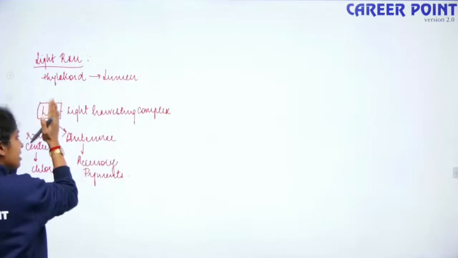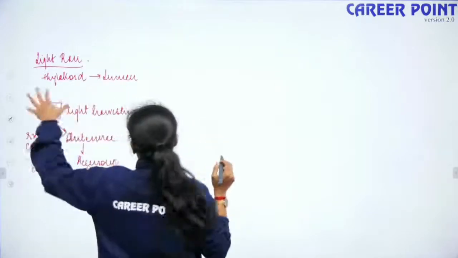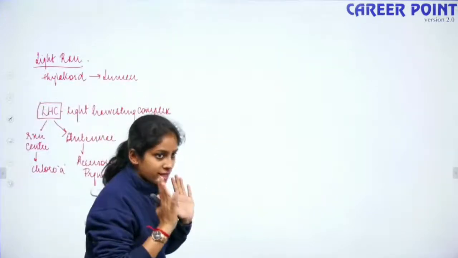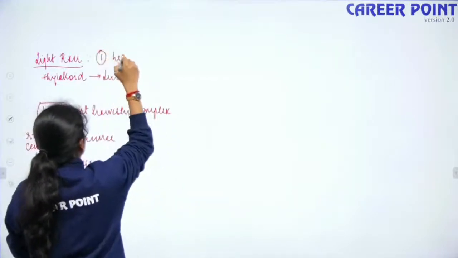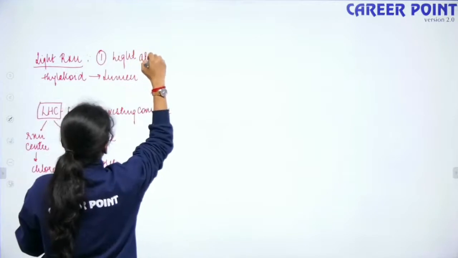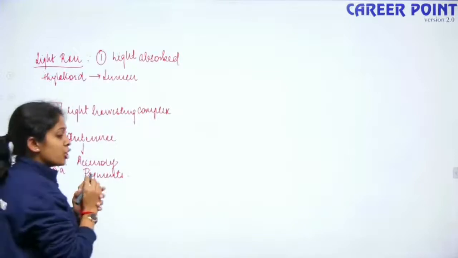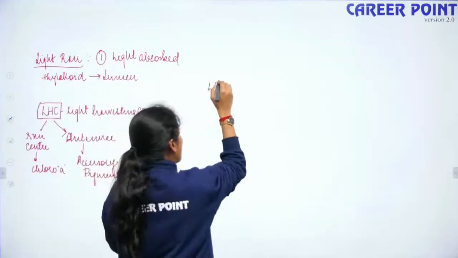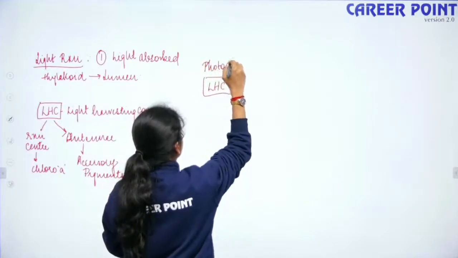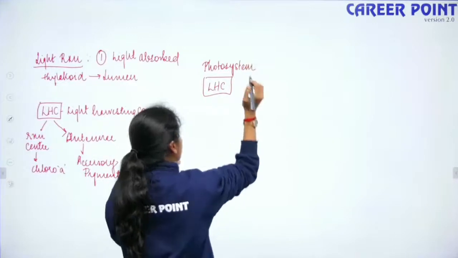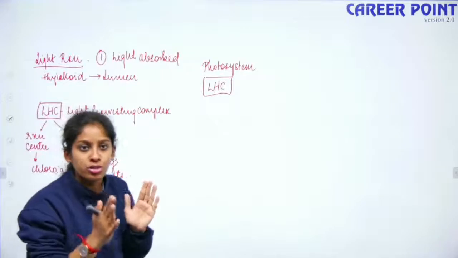Fine. So now this LHC is present in two forms. When I talk about light reaction, the first step is light absorption. We know light is absorbed by the pigment, but the pigments are present inside the LHC, and the LHC is actually present inside a photosystem complex.